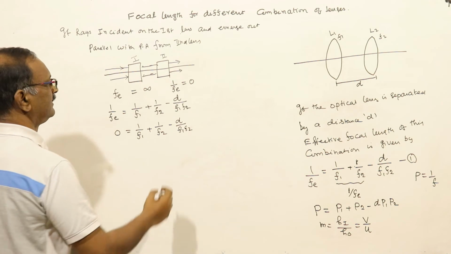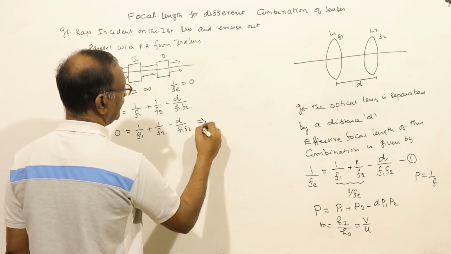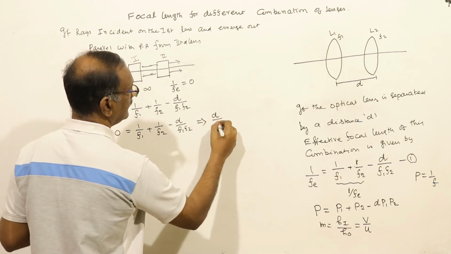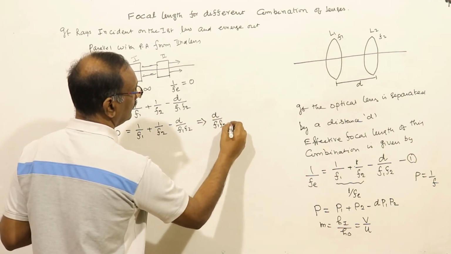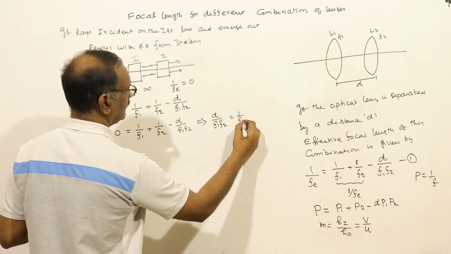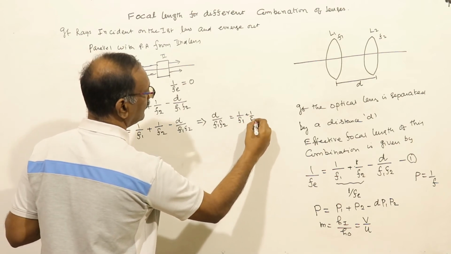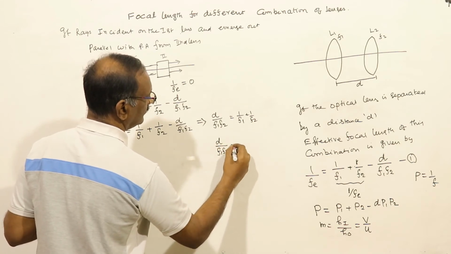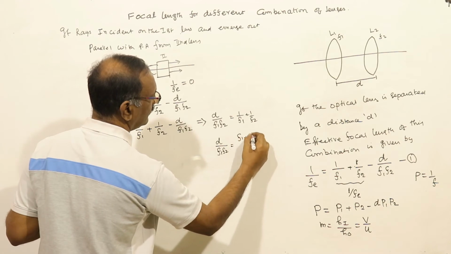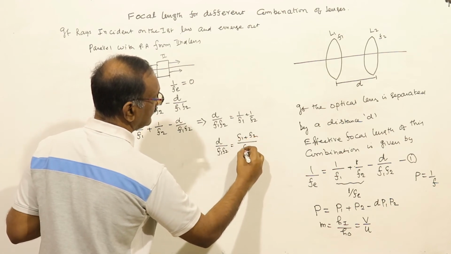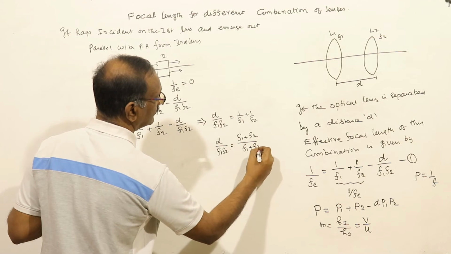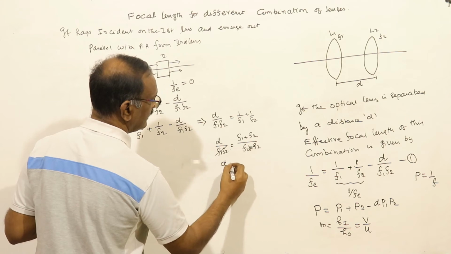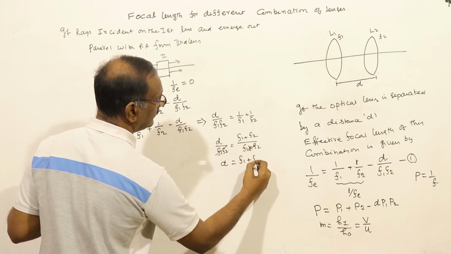This we can write as, one term we can take to one side, and this we can take to the other side. D by F1 F2 is equal to 1 by F1 plus 1 by F2. Or D by F1 into F2 is equal to, if we cross multiply, F1 plus F2 by F1 into F2. This and this cancel, so D is equal to F1 plus F2.